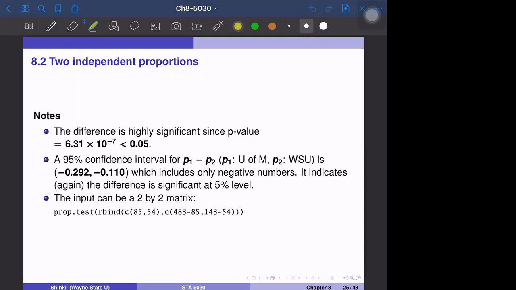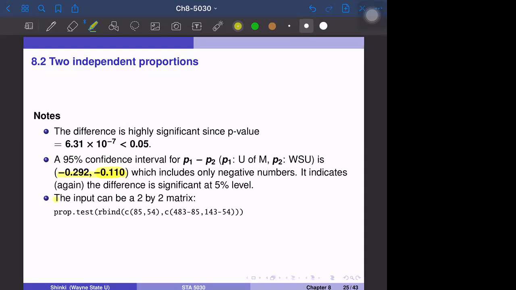A couple of notes. The first one is already mentioned. The second one: the 95% confidence interval for P1 minus P2 is negative 0.292 to negative 0.110. So this only includes negative values. This means at least Wayne State University has an 11% higher percentage of students enrolled. So it also indicates that the difference between U of M and Wayne State is significant.